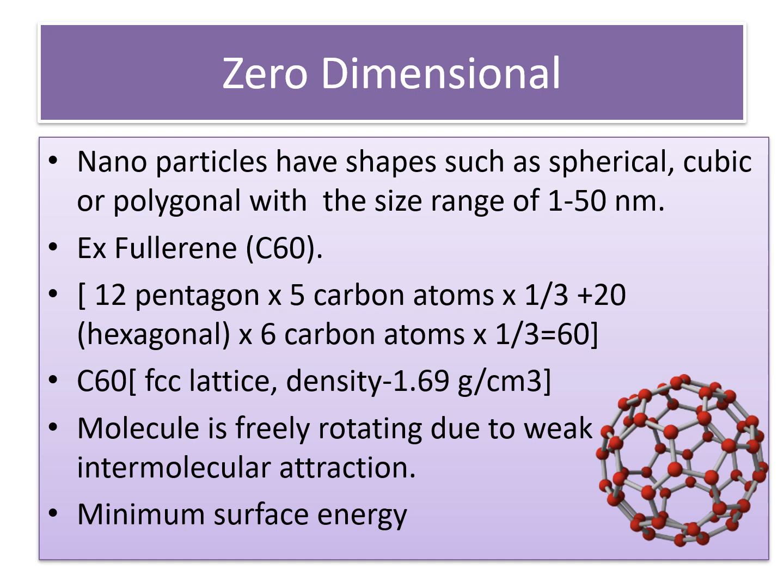These nanoparticles have shapes such as spherical, cubical, and polygonal, with a size range of 1 to 50 nanometers. A very well known example is fullerene, also called a buckyball or carbon 60, which consists of pentagons and hexagons.